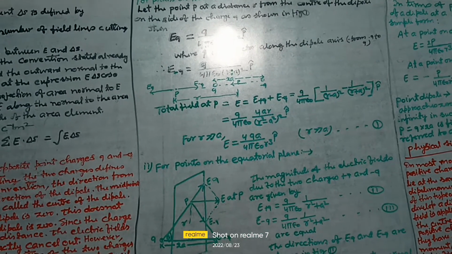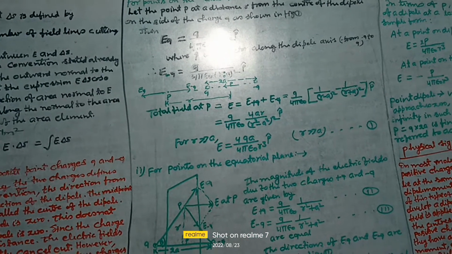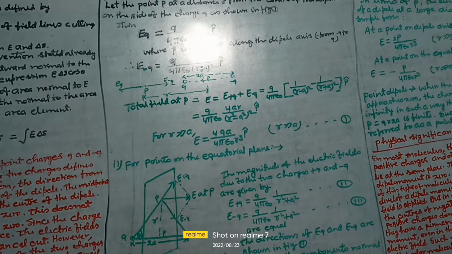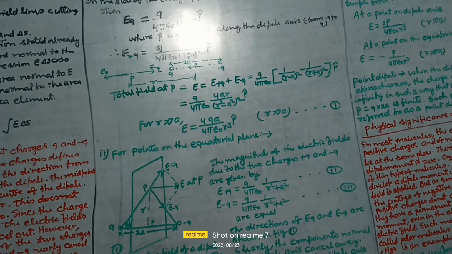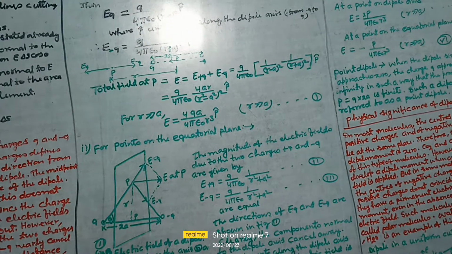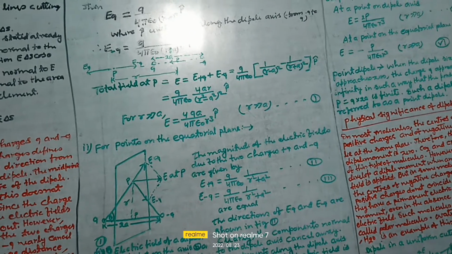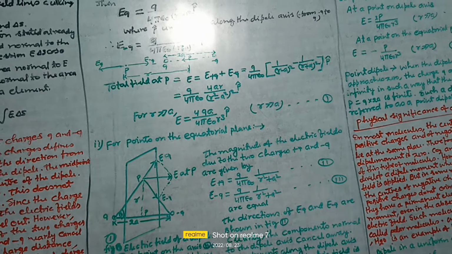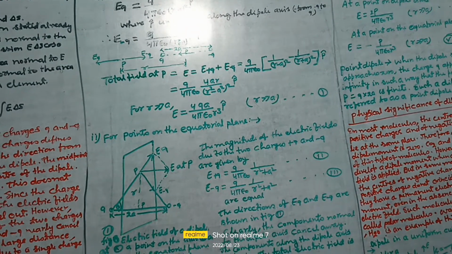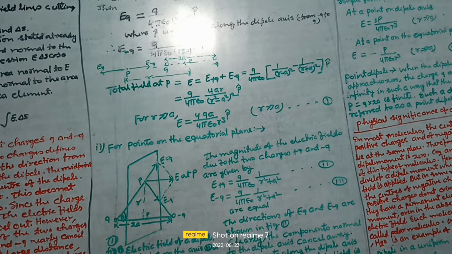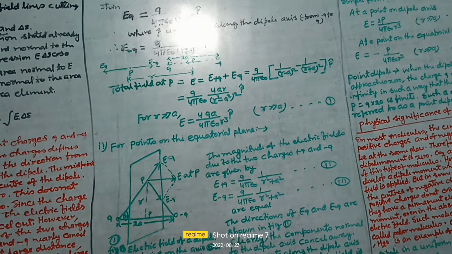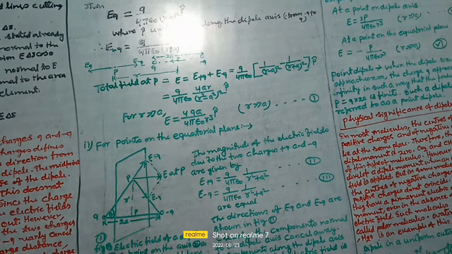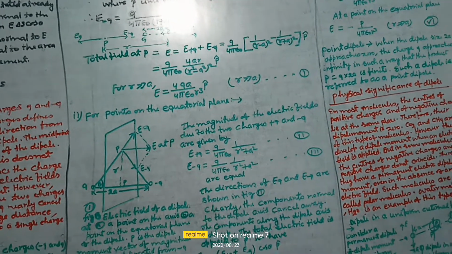Therefore, as shown in the figure, the total field at P equals E plus q plus E minus q equals q by 4 pi epsilon naught, 1 by (r minus a) whole square minus 1 by (r plus a) whole square, equals q by 4 pi epsilon naught 4ar by (r square minus a square) whole square. For r very very greater than a, E equals 4qa by 4 pi epsilon naught r cube, in vector p. It is equation number 1.